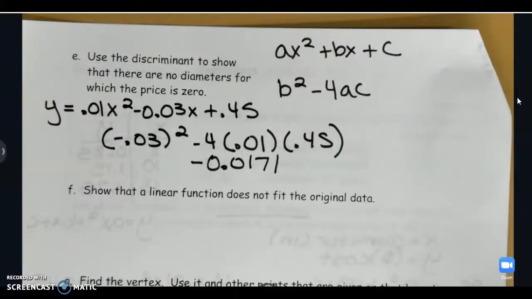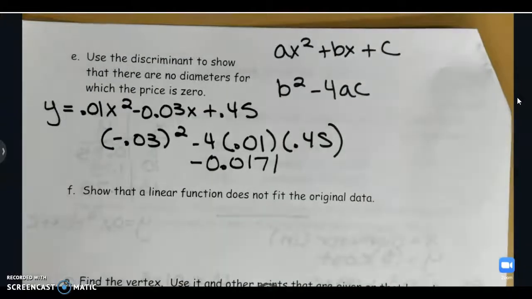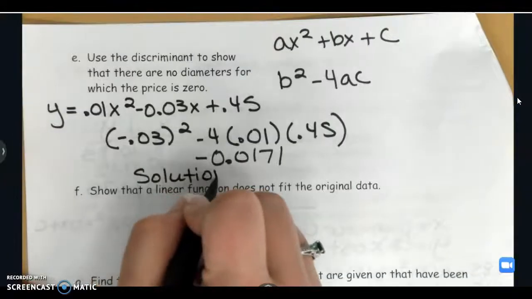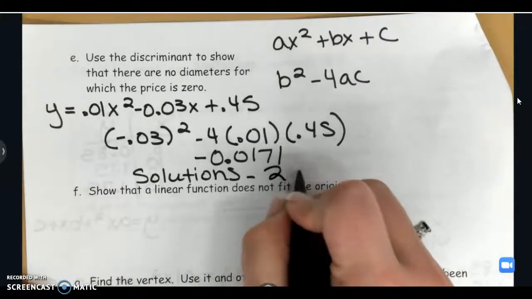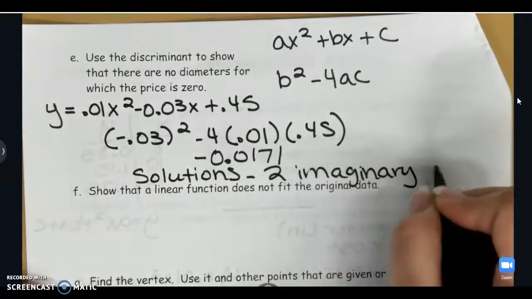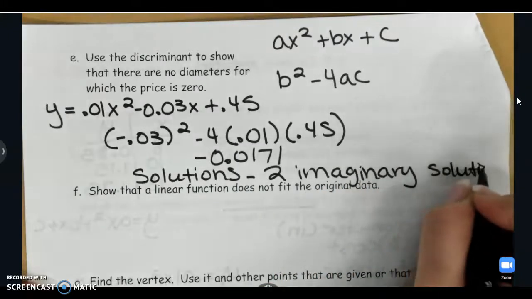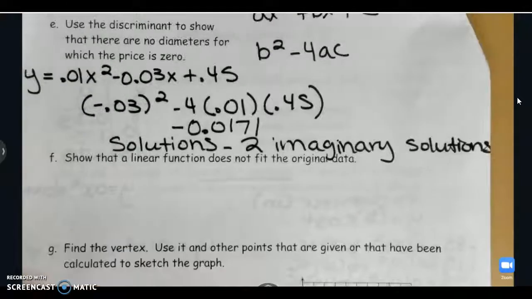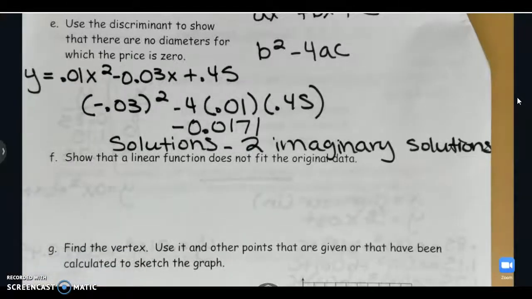So my discriminant is negative, which means that my solutions, if I were to solve this using the quadratic formula, would be 2 imaginary solutions. So there are no real numbers for which I will get a cost of 0. There's no real diameter that I can plug in to get a cost of 0.